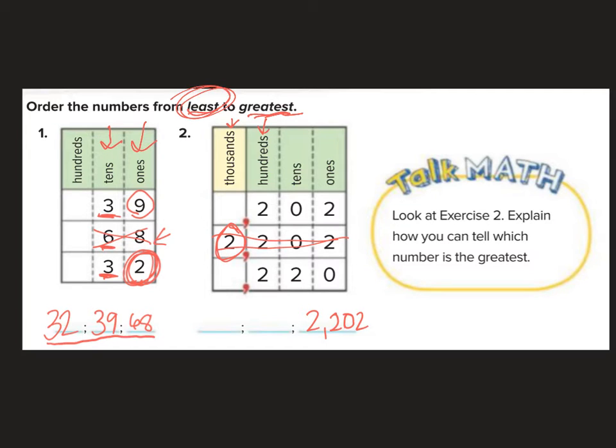Now if we compare the hundreds, they both have 200s, so we can't figure out which one's bigger. Then let's look at the tens. 0 tens versus 2 tens. Ooh, this one's bigger, so it's going to go in the middle. 220. And lastly, the least number up here is 202. All right.